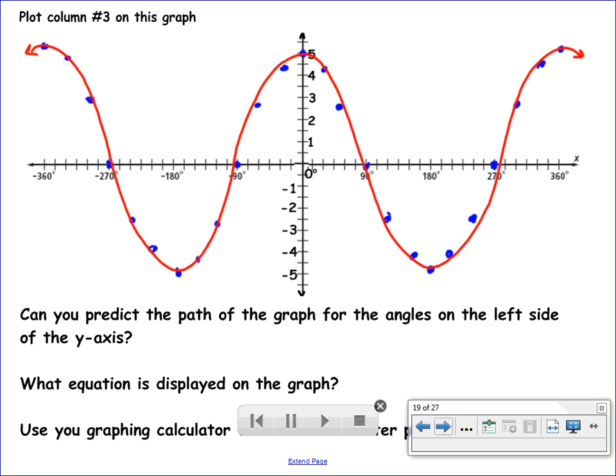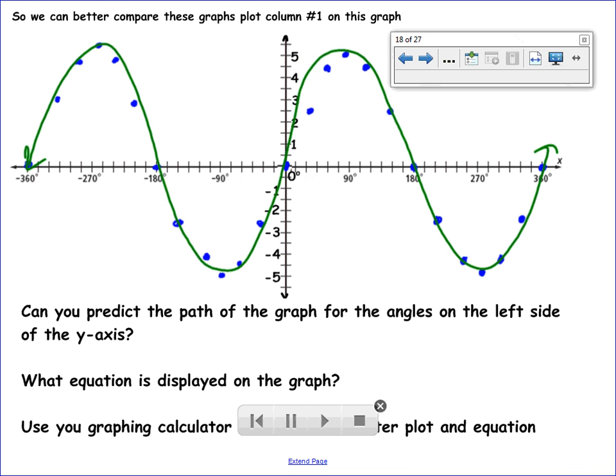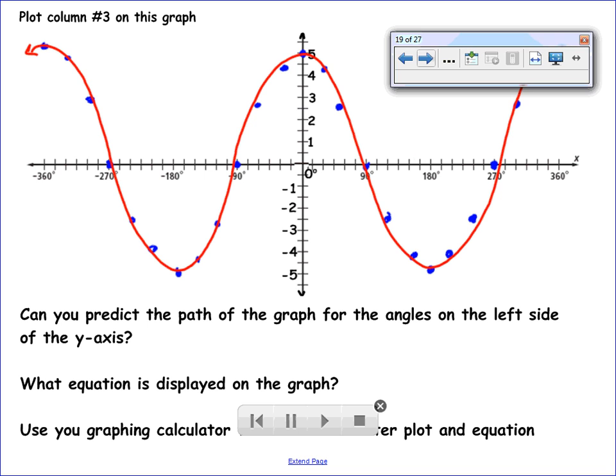Awesome. So what equation is displayed on these graphs? Well, for the first one, we plotted our angle of rotation, comma, directed vertical displacement. That came from our calculated second column of 5 sine of theta. In this case, it's going to be 5 sine of x. And so our first green graph has equation y equals 5 sine of x. Our second equation, the red graph that I made, has equation y equals 5 cosine of x.